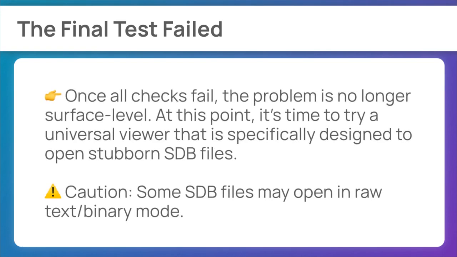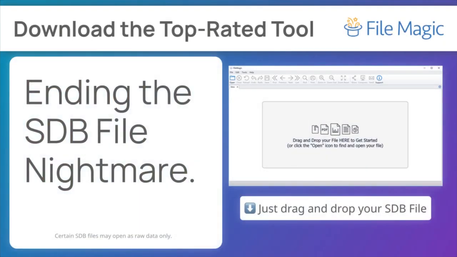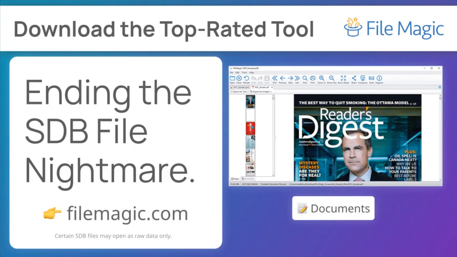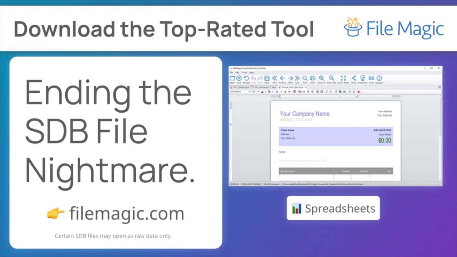If the failure of the Open With option is a clear indicator of core incompatibility, we must bypass it with advanced analysis software. This professional approach gives us the best chance to open your SDB file. The search is over. FileMagick is the specialized universal viewer you need. It handles any SDB format, available at filemagick.com.